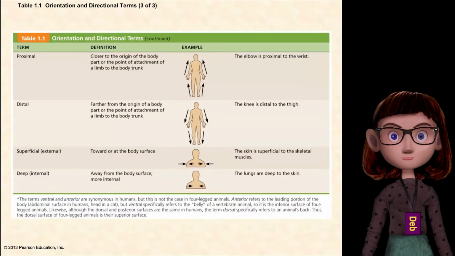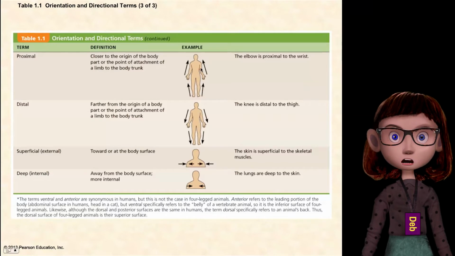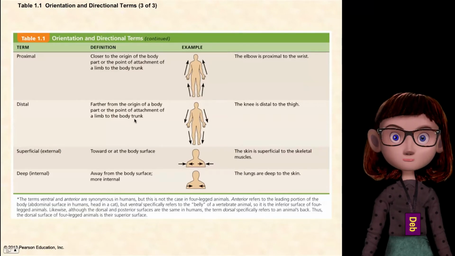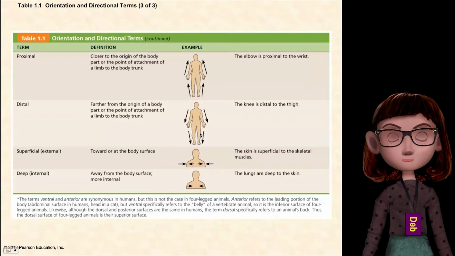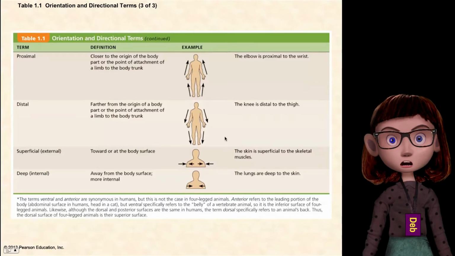Proximal. Proximal means closer, closer to the origin of the body part or to the point of attachment of a limb to the body trunk. Example, the elbow is proximal to the wrist. Distal, this is farther away from the origin of a body part or the point of attachment of a limb to the body trunk. The knee is distal, further away from the body. It's distal to the thigh.